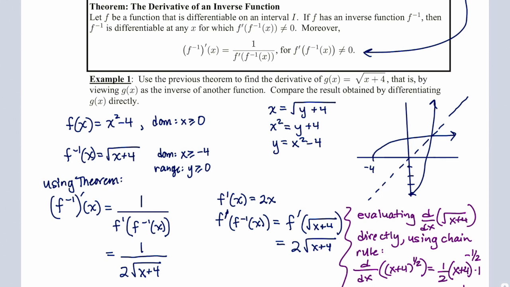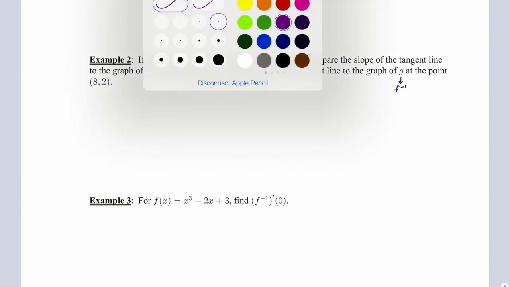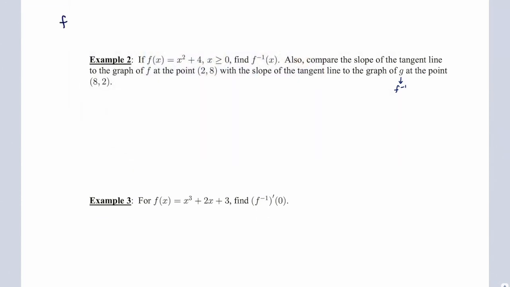Right, so we can use the theorem to find the derivative of the square root of x plus 4, or we can just evaluate that derivative directly. We can see, thankfully, that we get the same result either way. But we can also see that just using the chain rule is much simpler for this particular derivative. All right, then I'm going to just rewrite this theorem that we had. The derivative of the inverse function is the reciprocal of the derivative of the original function evaluated at the inverse function. And we'll be using that on this page, so I just wanted to rewrite it.